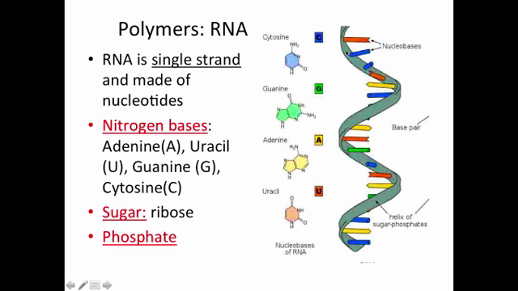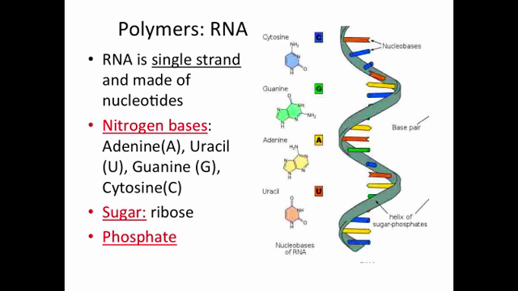and made up of phosphate, sugar, nitrogen bases. But in this case, we have a difference in nitrogen bases. We still have adenine, but instead of thymine, there's uracil, and there's guanine and cytosine. So the RNA is single-stranded, and it also has a different nitrogen base. The sugar is also different. It is just ribose, hence its name.